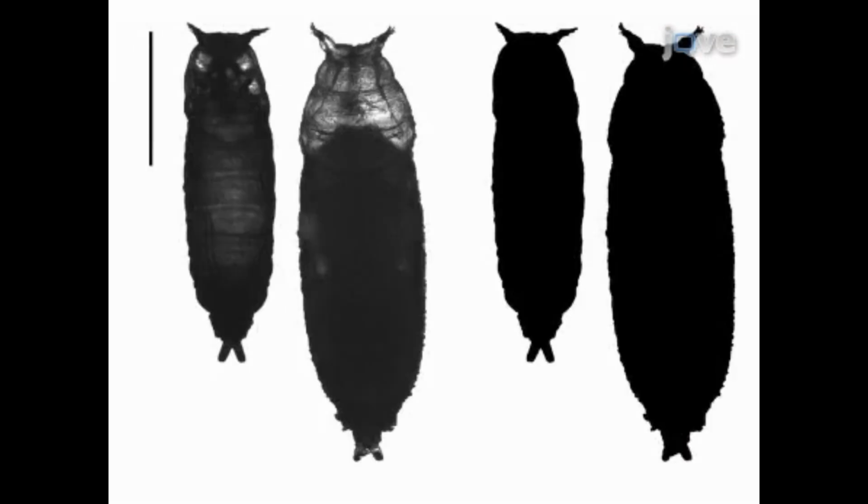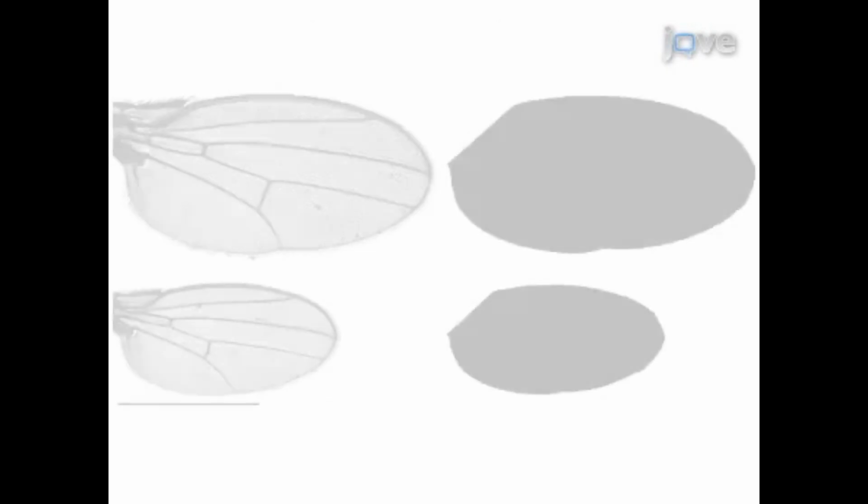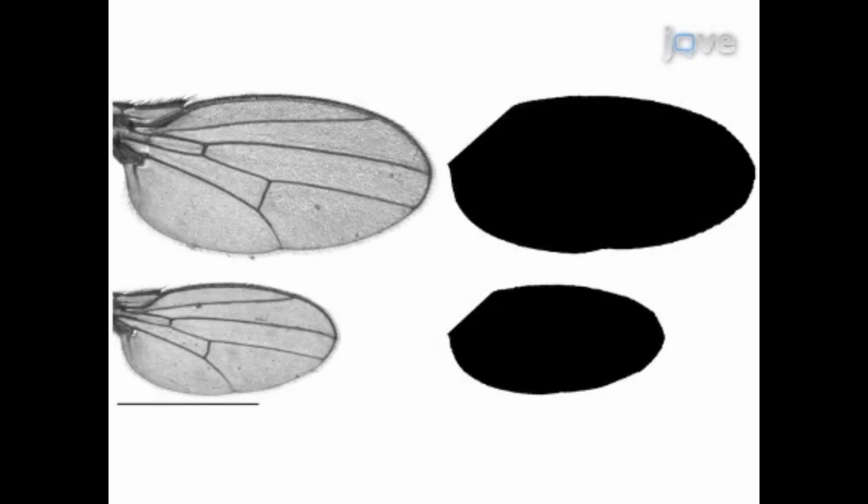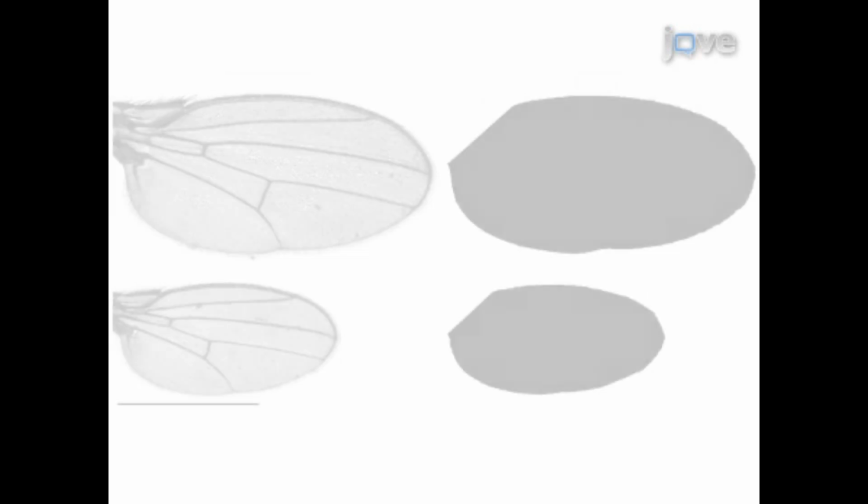Here, imaged pupae show the extremes of size distribution due to diet manipulation after the pupa has achieved the minimal viable weight for eclosion. Also shown are the corresponding silhouettes for the measurement of pupal size. The corresponding wing images for those same individuals at the extreme ends of the size distribution are shown here, alongside the silhouette used to estimate wing size.